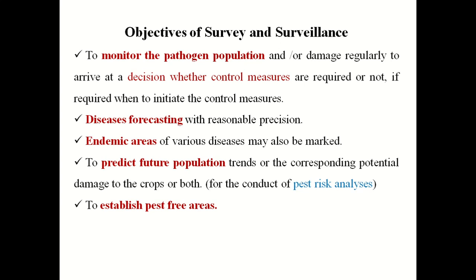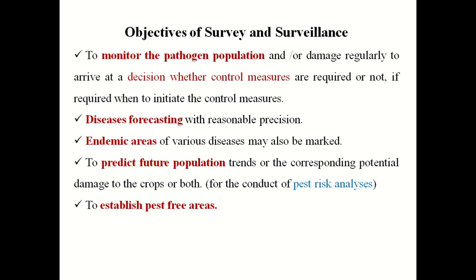Information from survey and surveillance is also helpful for disease forecasting, as well as for identifying the endemic area of various diseases. Endemic area means the area where a particular disease occurs throughout the year or year to year in a particular locality in moderate to severe form. So the information obtained by survey and surveillance is helpful for identifying the endemic area.